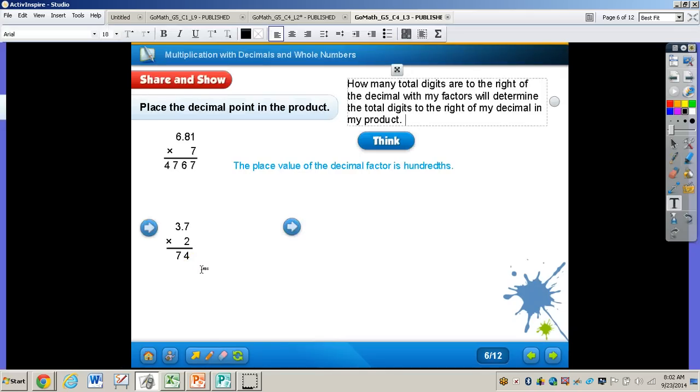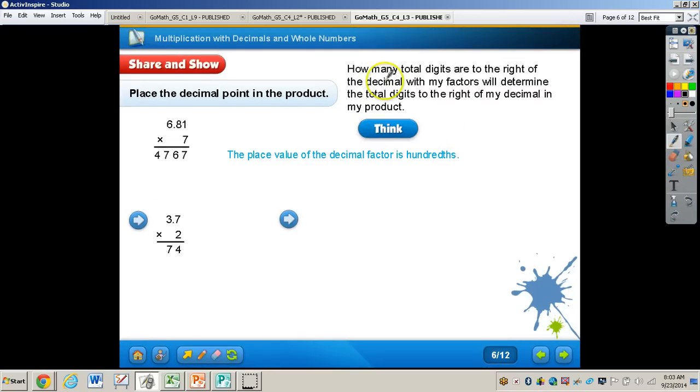Okay, now let's take a look at the Sharon's Show section. What we need to do is we need to figure out decimal placement whenever we're multiplying with decimals. Now, I want you to write this key tip down. It is not in your Go Math book, but it's very important to know. How many total digits are to the right of the decimal with your factors will determine the total digits to the right of your decimal in your product.